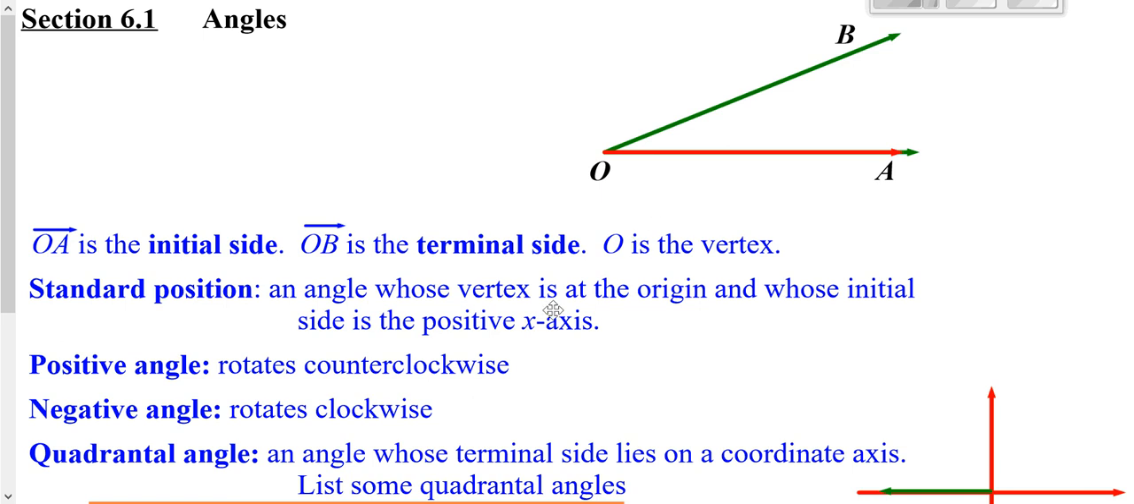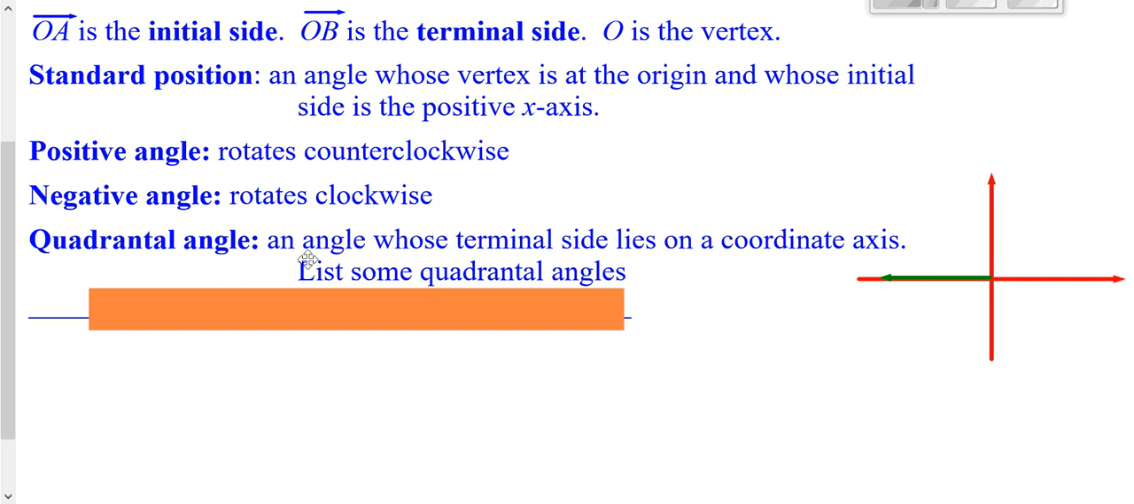An angle is in standard position when we have the vertex at the origin and the initial side on the positive x-axis. So if we take our initial side and rotate counterclockwise like this, we would say that's a positive angle. If we take our initial side and rotate it clockwise like this, then that would be a negative measure of an angle.